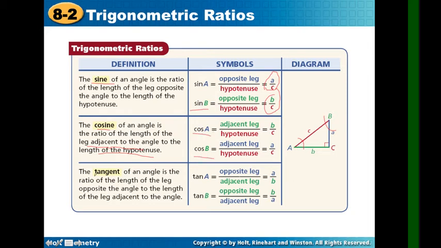And then, the tangent of an angle is the ratio of the length of the leg opposite to the angle to the length of the leg adjacent. That's why we have tangent A equals opposite leg over adjacent leg. So, halimbawa, tangent A, we have the opposite leg, which is A. Ito yung nasa harapan niya. And then the adjacent is B. That's why A over B. And tangent B, the opposite leg is B, and the adjacent is A.